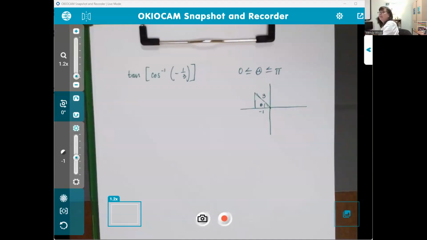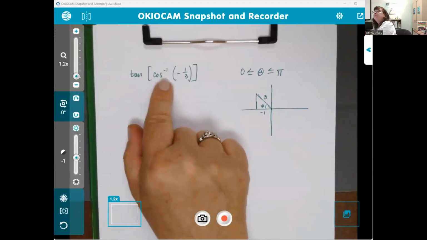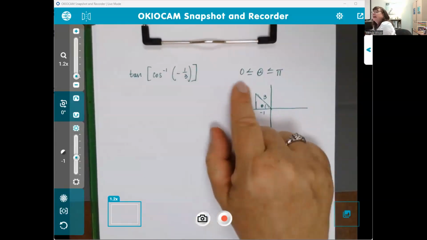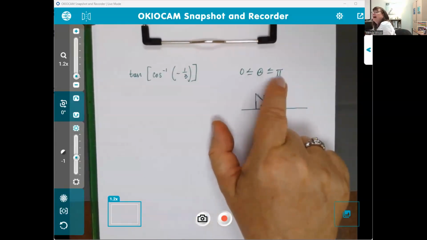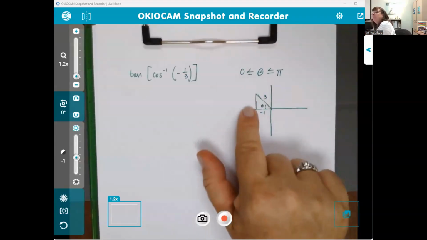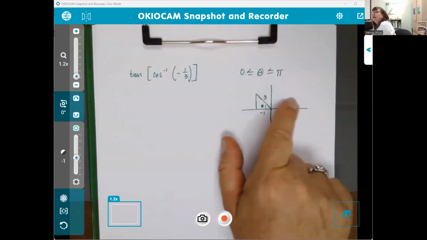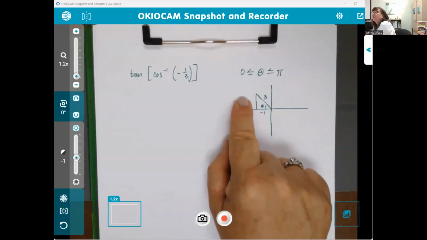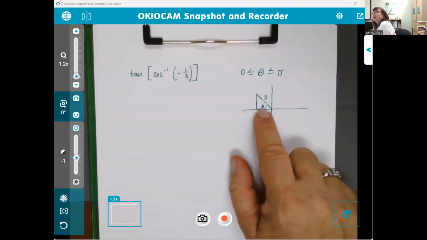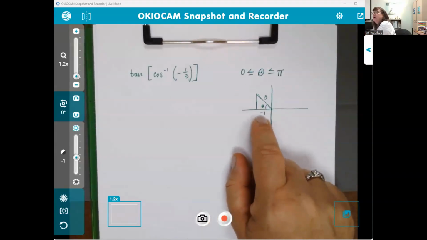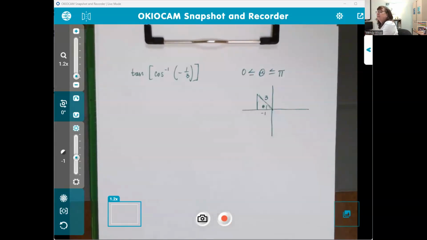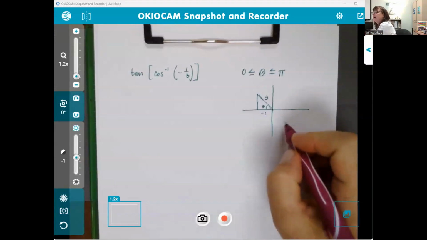All right, let's do one more together. The tangent of the inverse cosine of -1/3. Inverse cosine, the angles are between 0 and pi. That's the restriction there. And between 0 and pi, if we have a negative cosine, we're going to be over here in the second quadrant. So I've drawn my theta. Cosine is the adjacent over the hypotenuse. So the adjacent is -1 and the hypotenuse is 3. So let's find the other side.